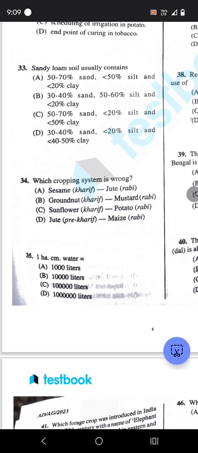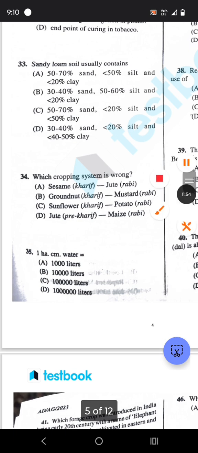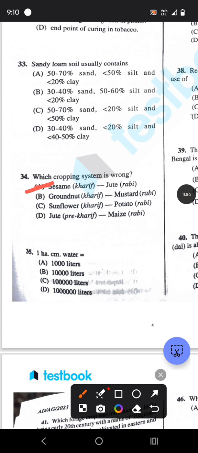Question number 34. Which cropping system is wrong? Guys, sesame, jute, rabi. Jute is not a rabi crop. Jute is basically a kharif crop. So the correct answer is option number A. Option number A is the correct one.